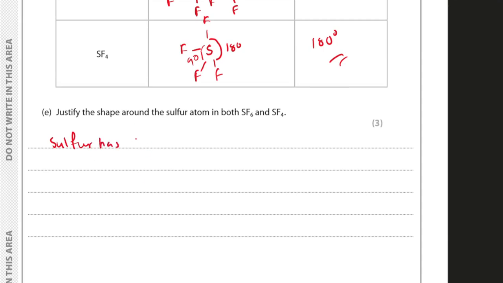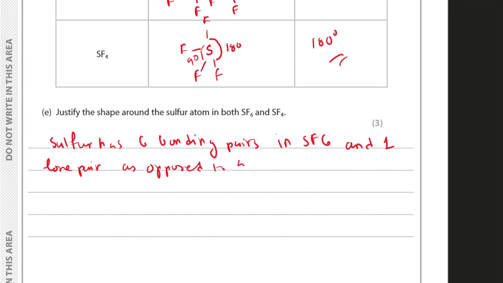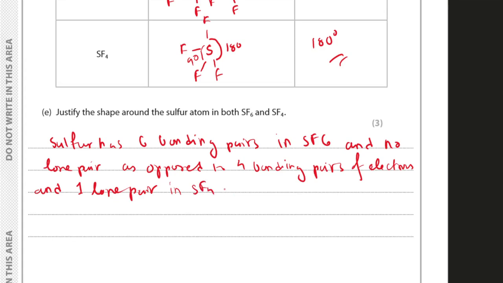Sulfur has 6 bonding pairs in SF6 and, sorry, no lone pairs, as opposed to 4 bonding pairs and 1 lone pair in SF4.